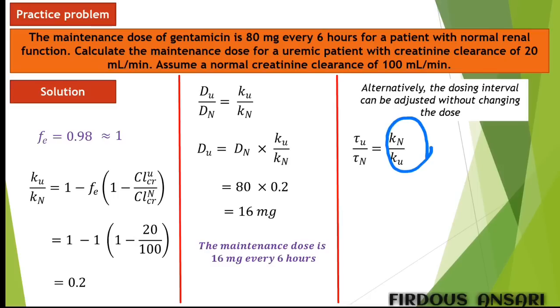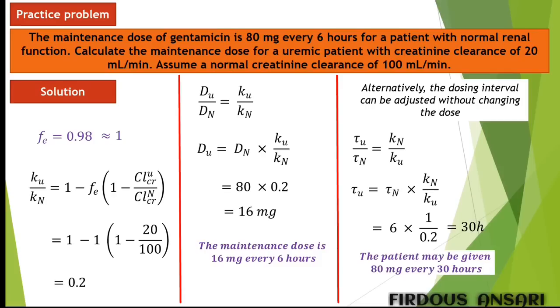This is Ku by Kn and this one is Kn by Ku, this one is Kn by Ku and this is Ku by Kn. So you simplify it: tau u equals tau n multiplied by Kn divided by Ku. So what is the normal dosage interval? That is 6 into 1 divided by 0.2, and calculating we get the time of 30 hours. So you can say the patient may be given 80 mg every 30 hours.